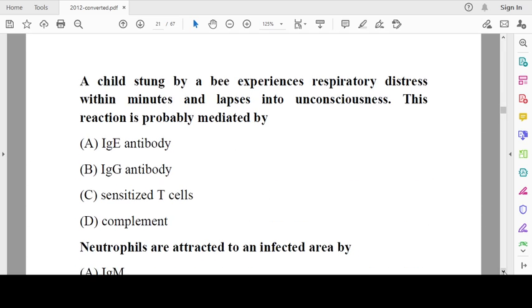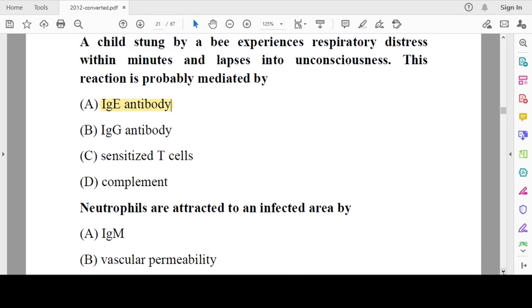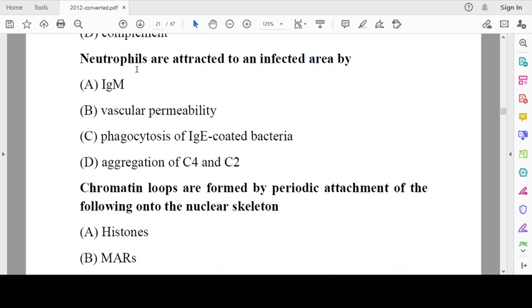A child stung by a bee experiences respiratory distress within minutes and lapses into unconsciousness. The reaction is probably mediated by IgE antibody, and it is a type 1 hypersensitivity reaction. Neutrophils are attracted to the infected area by phagocytosis of IgE-coated bacteria.